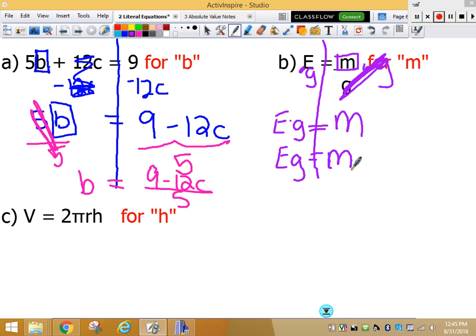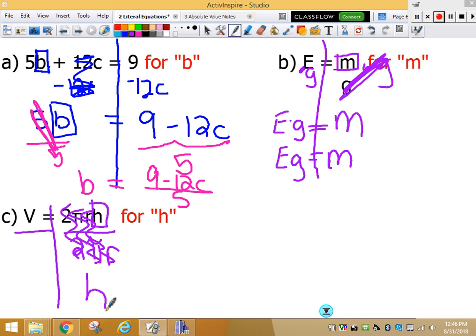All right, last one. Let's look at C. I'm trying to get H by itself. So I need to move 2 and pi and R, right? Well, they're all multiplying, so I can do it all in one step. The opposite of multiplying is dividing. So I'm going to divide by 2 and pi and R. So 2 goes away, pi goes away, R goes away, and I'm just left with H. Here I'm going to divide by 2 pi R.